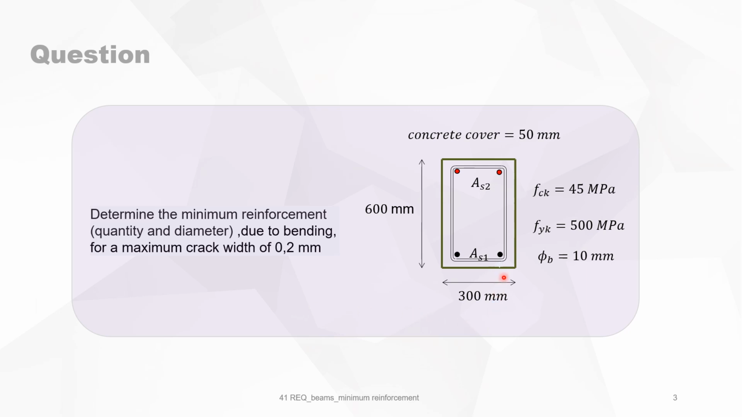The cross-section is 300 by 600 millimeters. The minimum tensile reinforcement we have to calculate. Steel quality is 500 megapascal and concrete quality 45 megapascal. We are not taking into account the compression reinforcement because it gives only a small difference. The concrete cover is 50 millimeter.